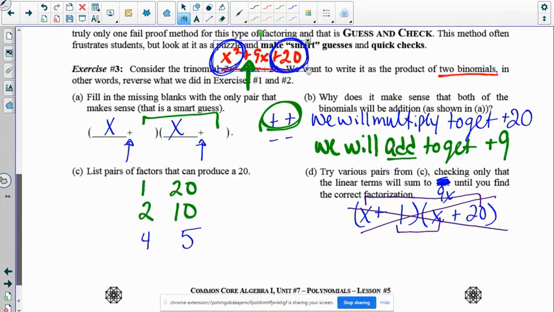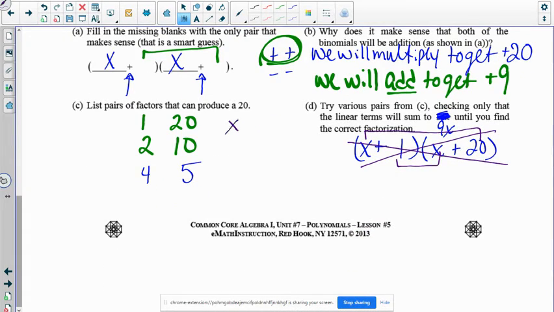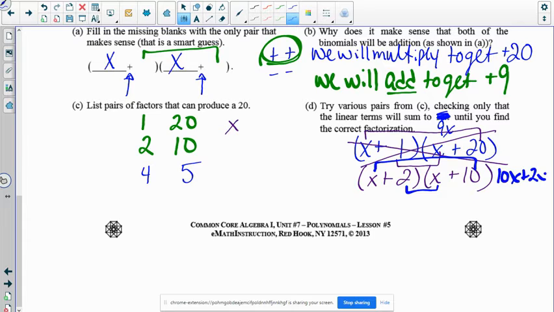All right, let's try 2 and 10. So let's see. If I did this piece and this piece, this is called the linear term. The linear term is the one that has just the x in the middle. So I've got 10x and 2x. Does that get me to 9x? No, that doesn't.